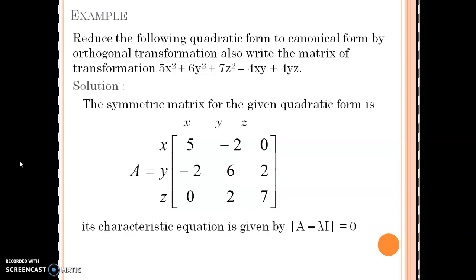This is our matrix for which we'll find eigenvalues using the characteristic equation. For the given matrix, the characteristic equation is lambda cube minus 18 lambda square plus 99 lambda minus 162 equal to 0.